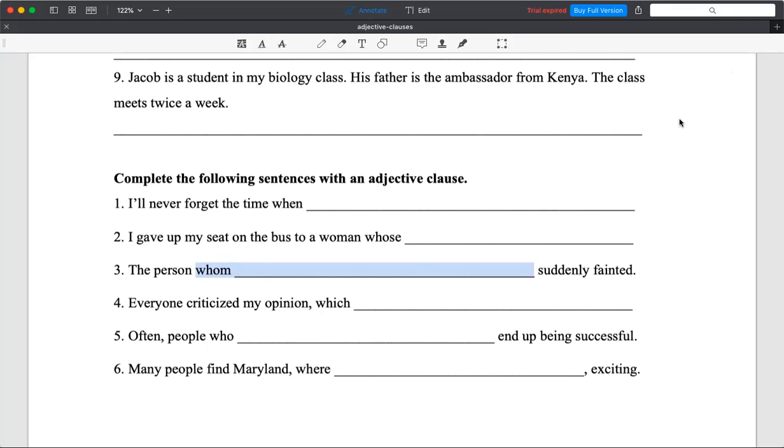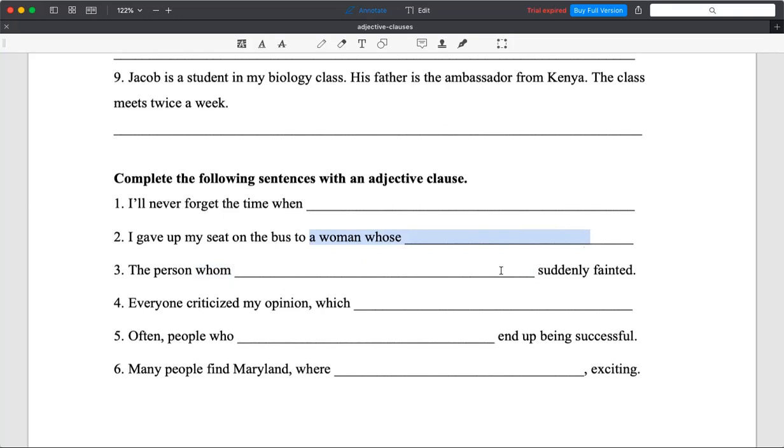My seat, I gave up my seat on the bus to a woman. So you can change your sentence for number 2, Fiona. Something belonged to a woman whose bag was broken, whose umbrella was stolen, whose face was happy, something related to the woman with the possession. I gave up my seat on the bus to a woman. Try again, Fiona, for number 2.